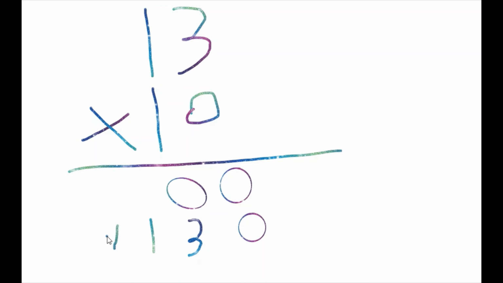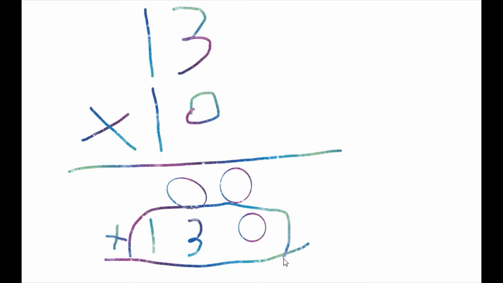Now you gotta add them up. See, you have to add them. See, you have to not write sloppy. So 0, 0, 0 and 3 and 1 and 0. So 130 plus 0 equals 130. So your answer right here is 130. Now let's go to the next question.